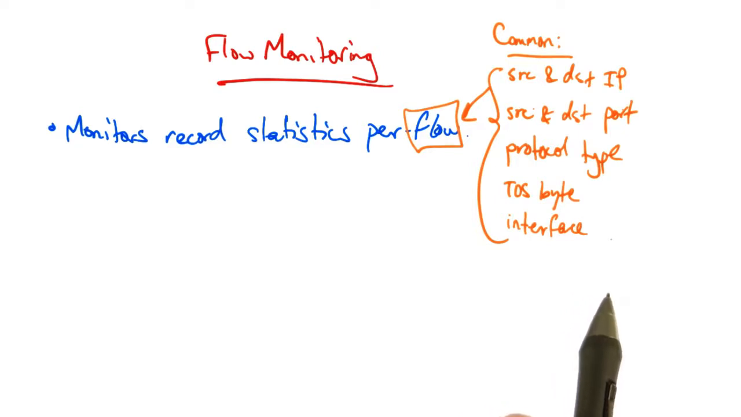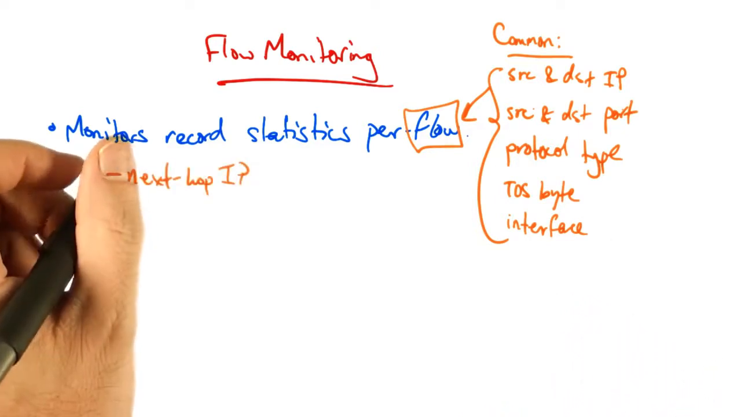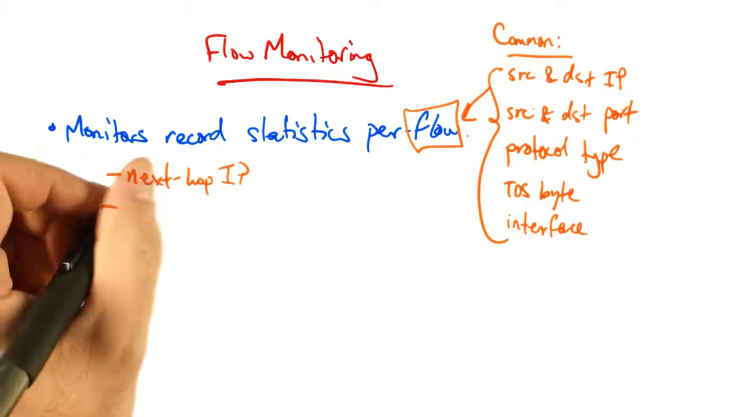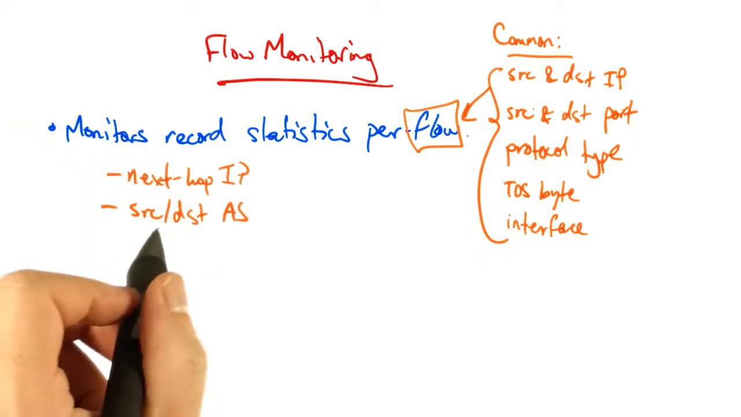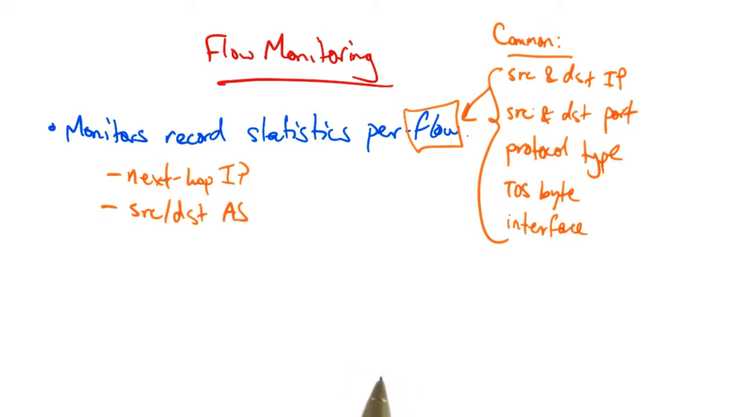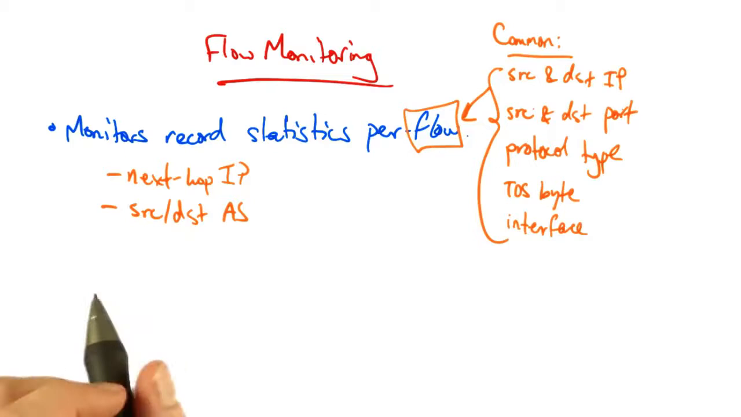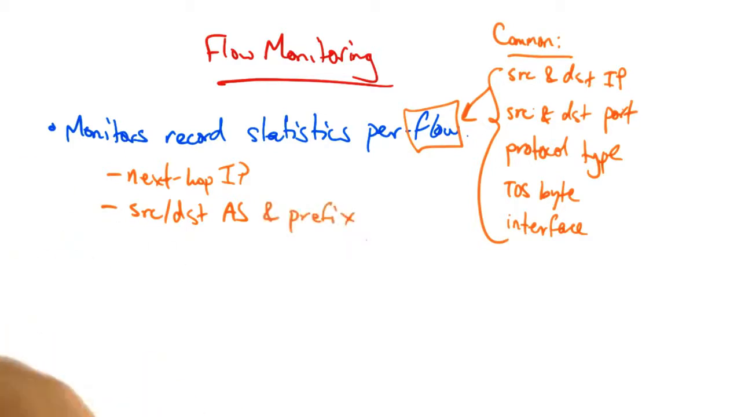features. The flow records may also contain additional information, such as the next hop IP address and other information related to routing, such as the source and destination AS on which those packets appear to be coming from and going to based on the routing tables, as well as the prefix that those packets matched in the routing table.